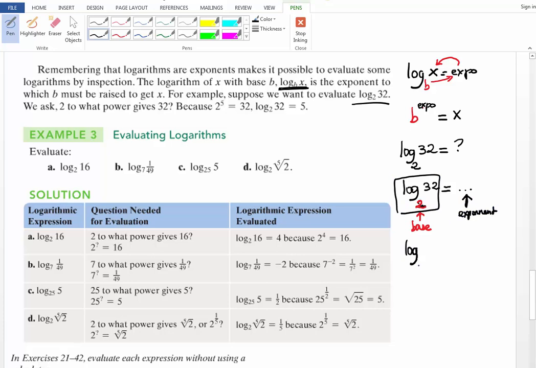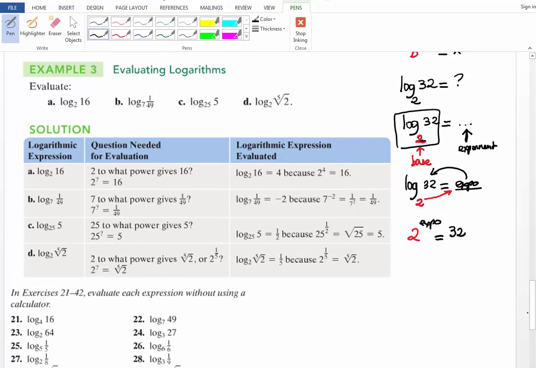So log base 2 of 32 is an exponent. Now, what kind of clue do I have about this exponent, which is my answer, and that I'm looking for? If I take the base 2 and I raise it to that exponent, so let me write it so you can see what I'm doing. If I take 2 raised to that exponent, what do I expect to get? I expect to get the quantity inside the log, which is 32.